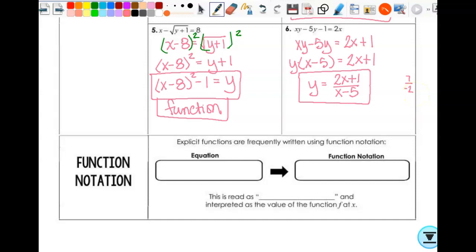Can you think of a number that you would substitute in and it would give you two y values? Is that possible with this equation? It's not, right? So since I can't get two y values out, is this a function? Yes, it is. It'll give me just one, so this is a function.